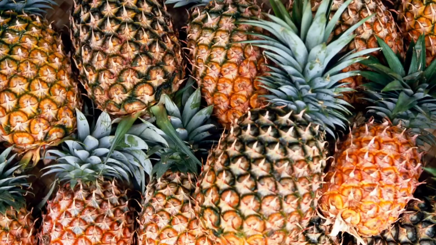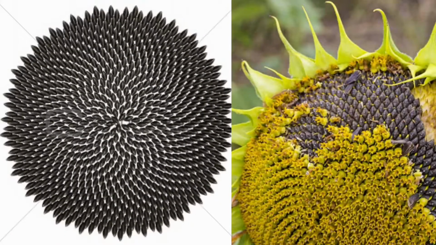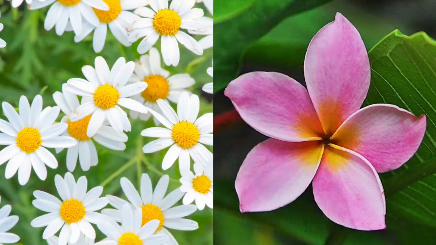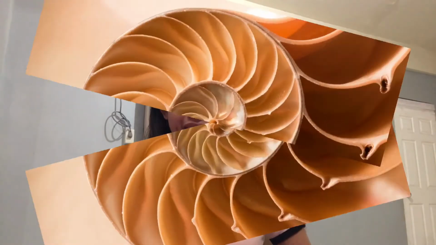pineapple, or seeds in the sunflower, or the number of petals on a flower. The numbers of the sequence also form a unique shape known as a Fibonacci spiral, which again we see in nature in the form of shells and in the shape of hurricanes.